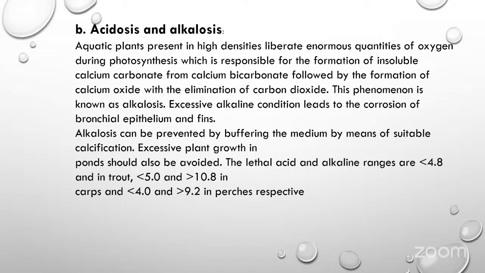The lethal acid and alkaline ranges are less than 4.8 and in trout less than 5 and more than 10.8 in carps and less than 4 and more than 9.2 in perches respectively.